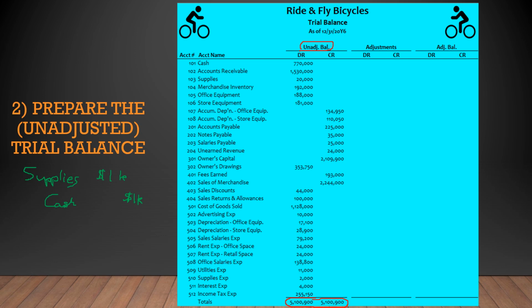But instead of debiting it into supplies, we debit it into merchandise inventory. Total debits will still equal total credits, but 1,000 of our debits are in the wrong account. However, if total debits does not equal total credits, we know for certain that something is amiss. Since we're in balance in this example, we can proceed to the next step.